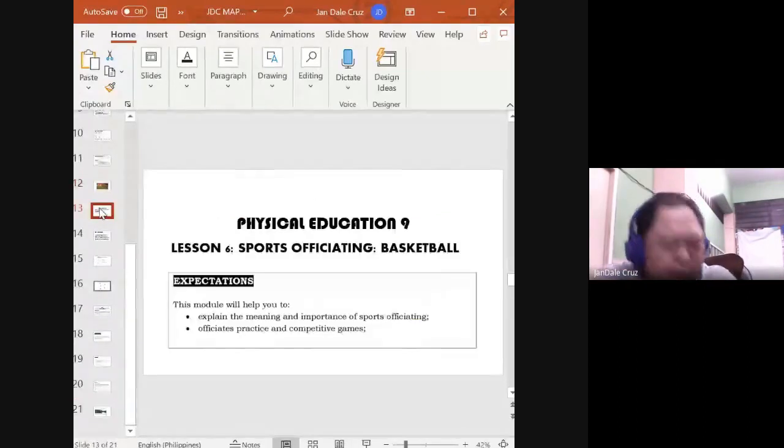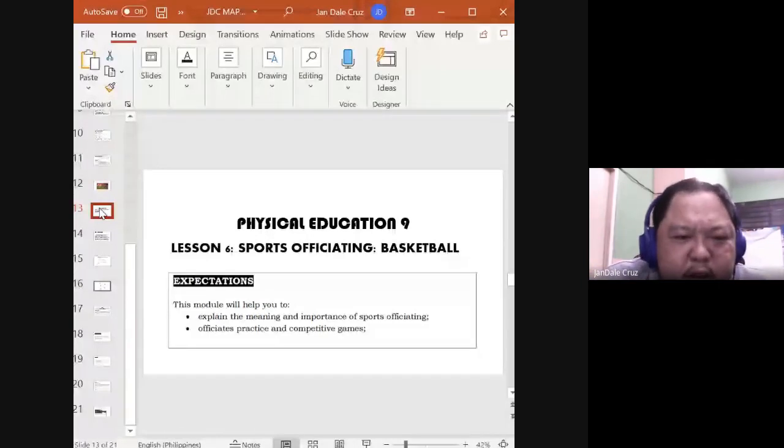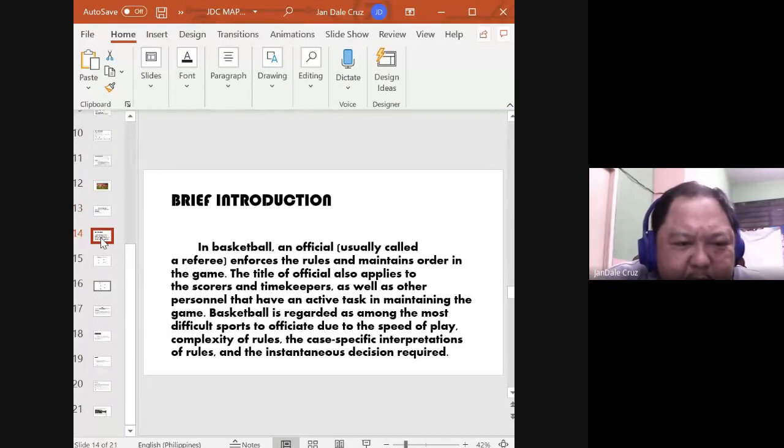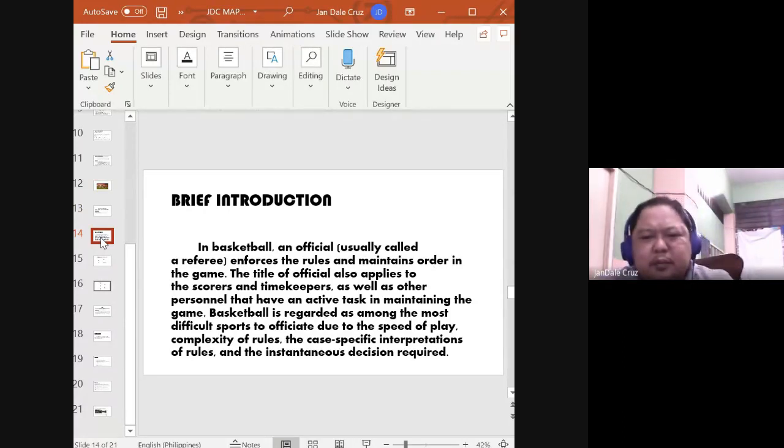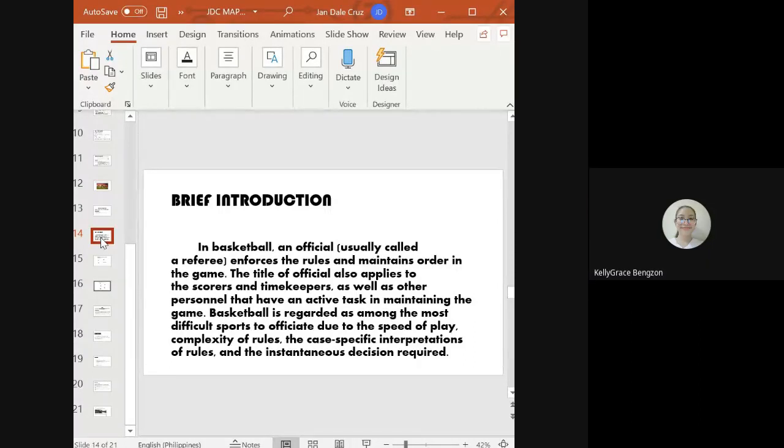Sa arts, ha? Okay, so in physical education. So, ang lesson natin, sports officiating, and sports basketball. Okay, yan yung brief introduction. Pakibasa. Sir Bengzon po. Okay, Kelly. In basketball, an official, usually called a referee, enforces the rules and maintains order in the game. The title of official also applies to the scorers and timekeepers, as well as other personnel that have an active task in maintaining the game. Basketball is regarded as among the most difficult sports to officiate due to the speed of play, complexity of rules, the specific interpretations of rules, and the instantaneous decisions required.